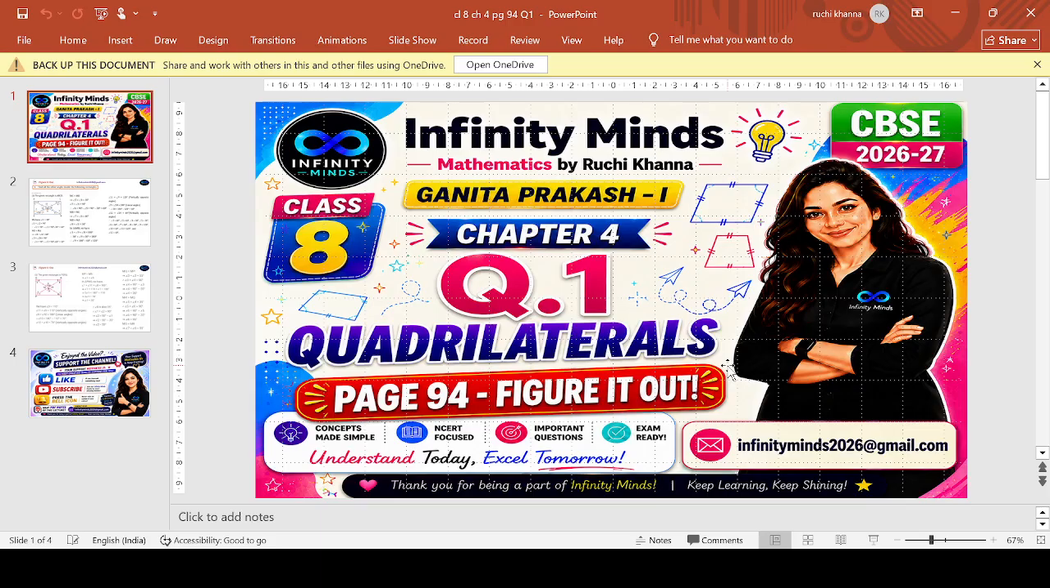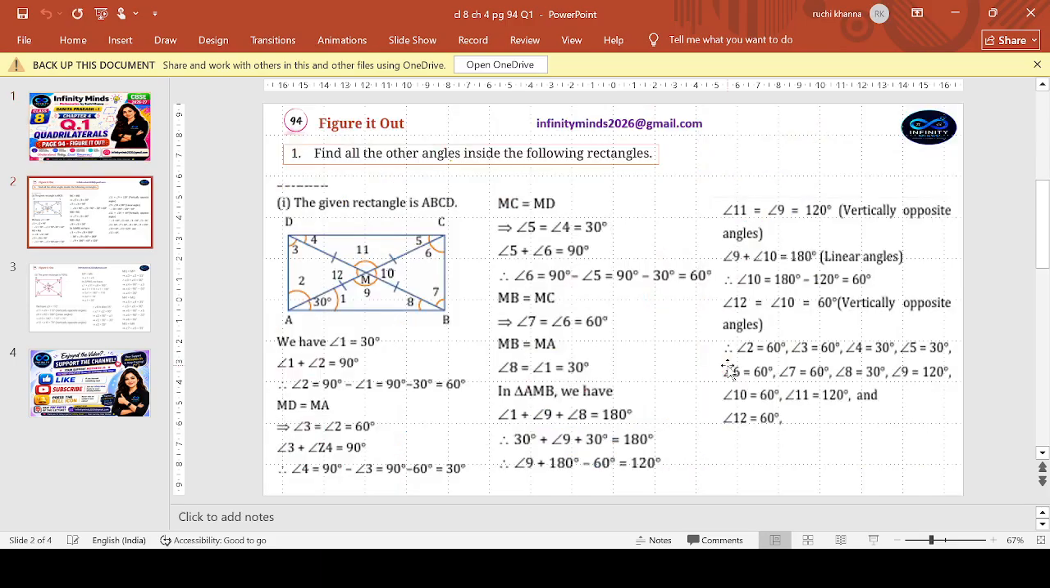Today we shall be doing chapter number 4, Quadrilaterals, of Ganita Prakash-I. Page 94, Figure it out, question number 1. So without much delay, let us begin. Question 1 of page 94 says, find all the other angles inside the following rectangles.